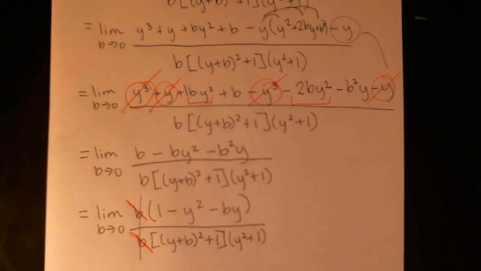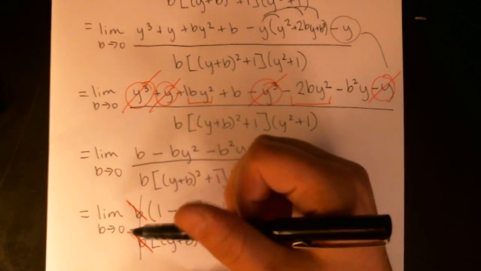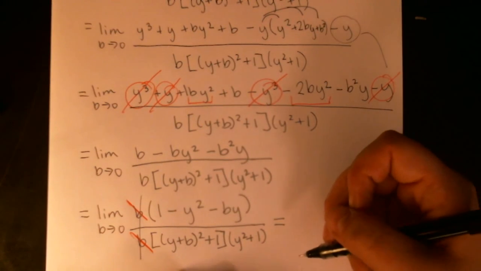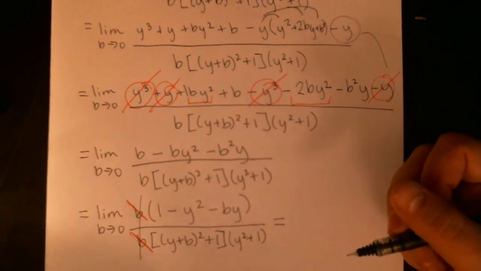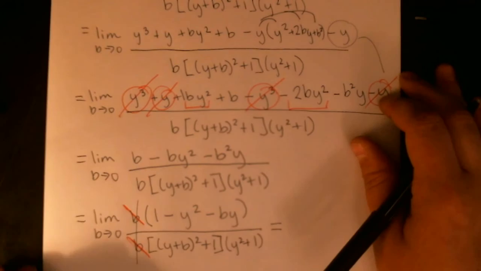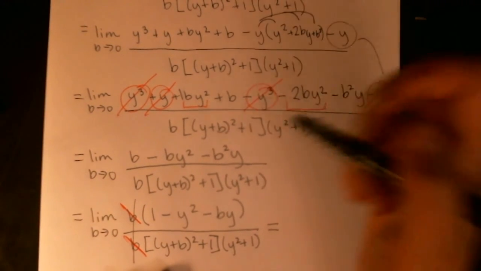With what's left over, I no longer have a domain problem when b equals 0. So I can go ahead and look at this and say, okay, well now I finally get to let b equal 0. So I'm not going to write the limit anymore. This is me taking the limit. I do algebra until it gets to the point where I can plug 0 in for b, and then I go ahead and do that, and that's how I take the limit.